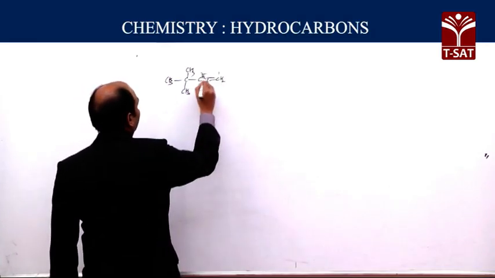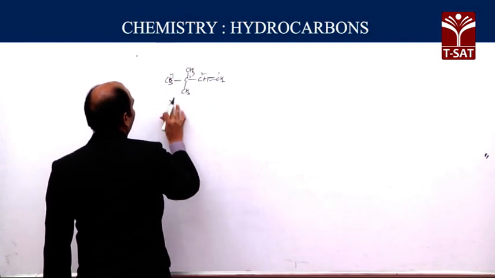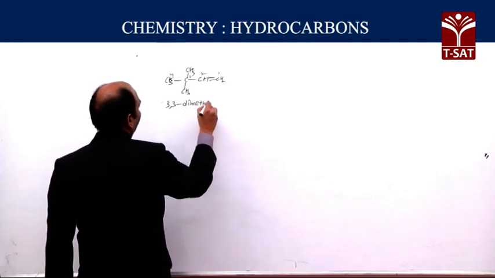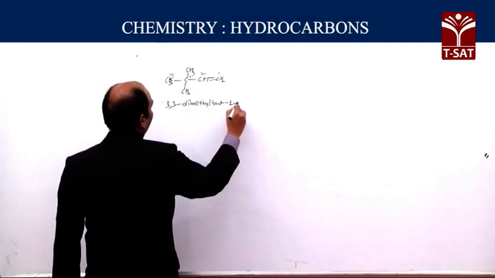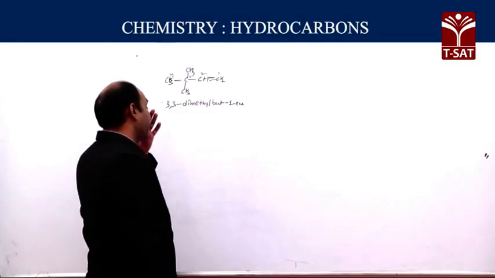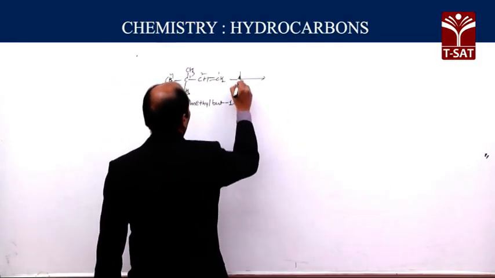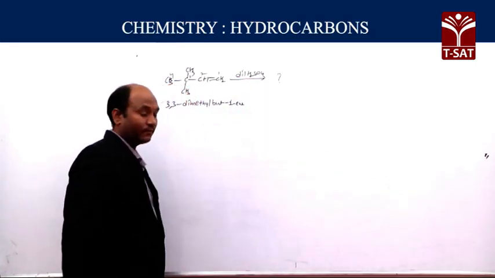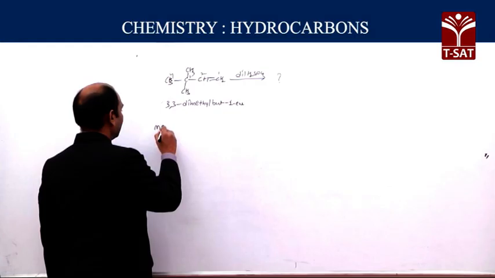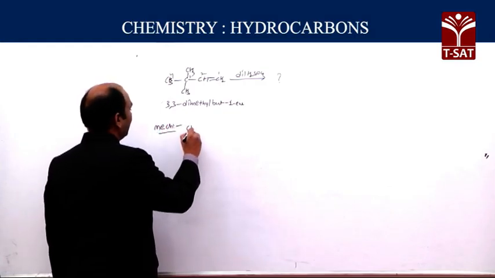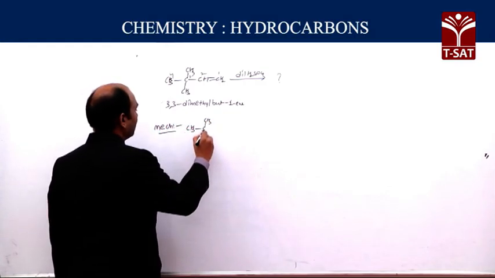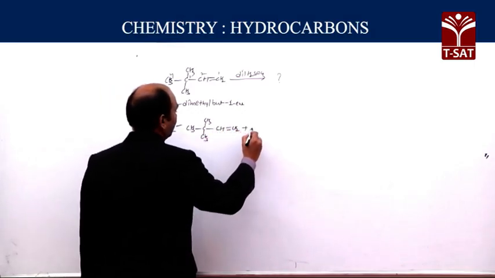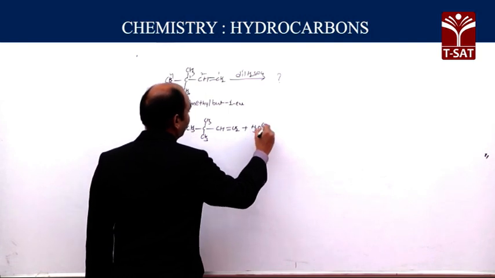Here this is 1, 2, 3, 4. This is 3,3-dimethylbut-1-ene. If it is treated with H2SO4, again dilute H2SO4, what happens? Again let us discuss the mechanism. This is CH3, CH double bond CH2, plus addition of H3O plus.